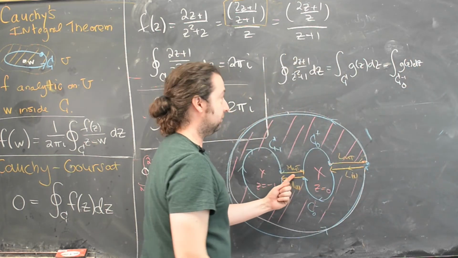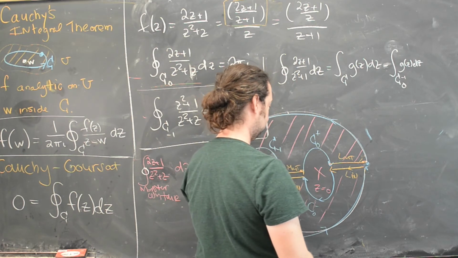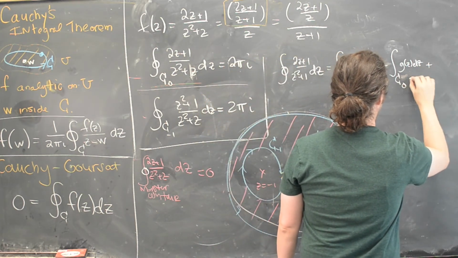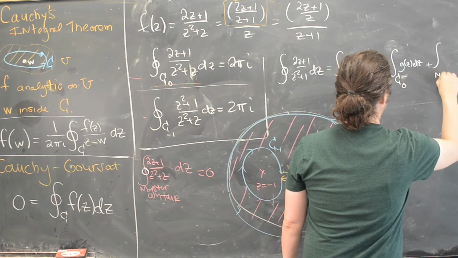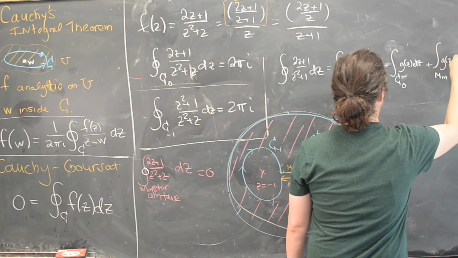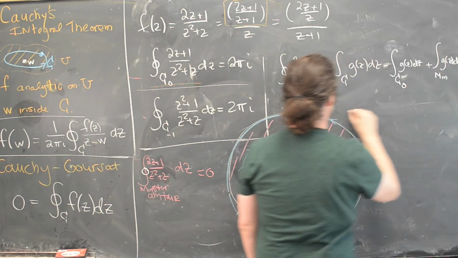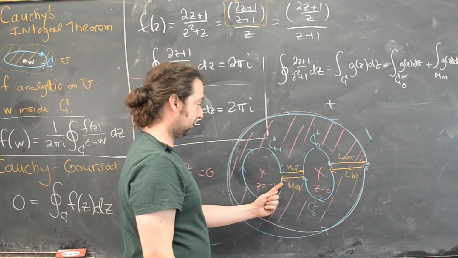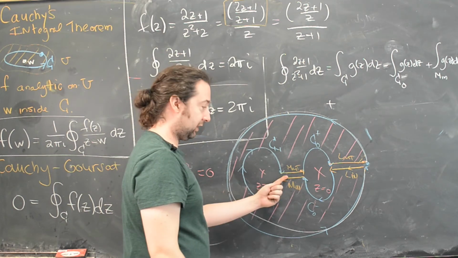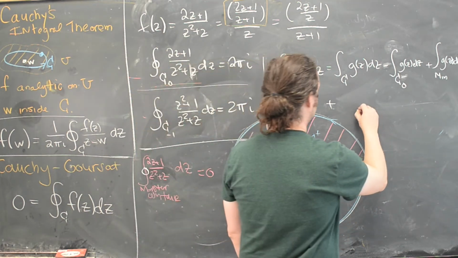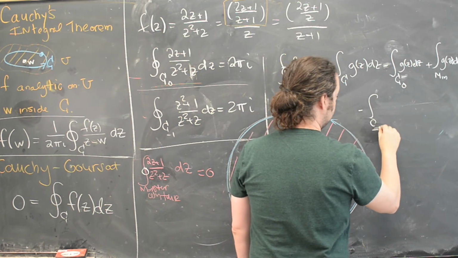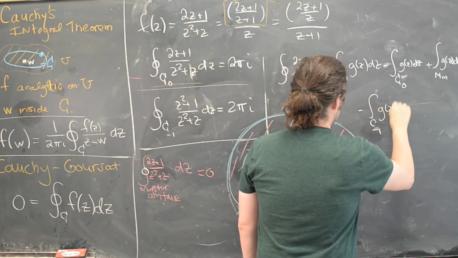And then we do M in. The integral over M in of g of z dz. And then what do we do? C minus 1, but in the opposite direction, right? Because we've come in, but we're going the wrong way. We're not going in the positive orientation, so we can write it as minus the integral around C minus 1 of g of z dz.